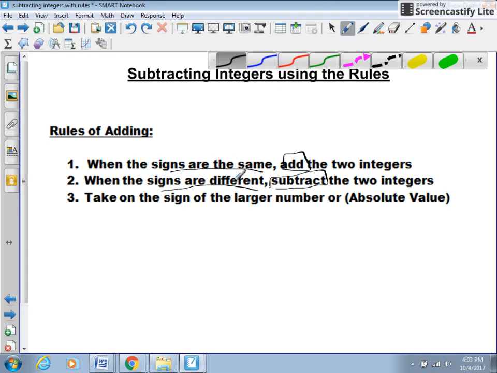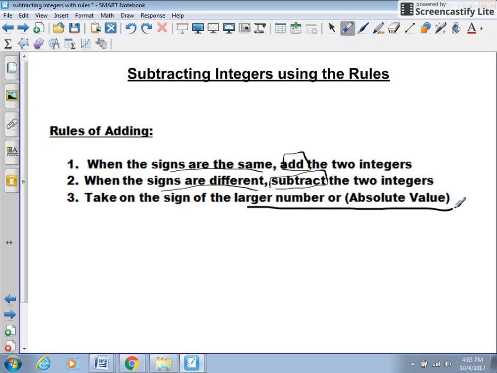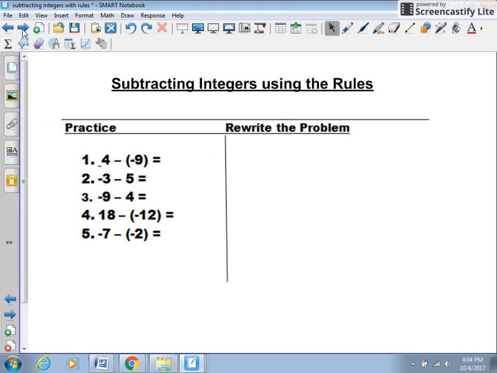Your answer then takes on the sign of the larger number, or the one that has the largest absolute value. And you remember, absolute value means the distance from 0. So just because it's a negative number does not make it smaller. It's the largest absolute value. Let's do some practice problems together.